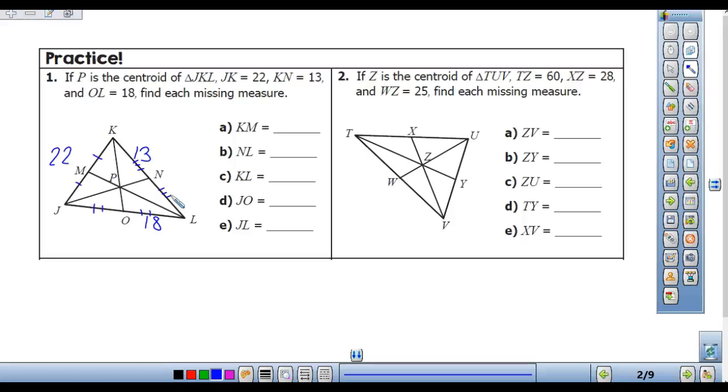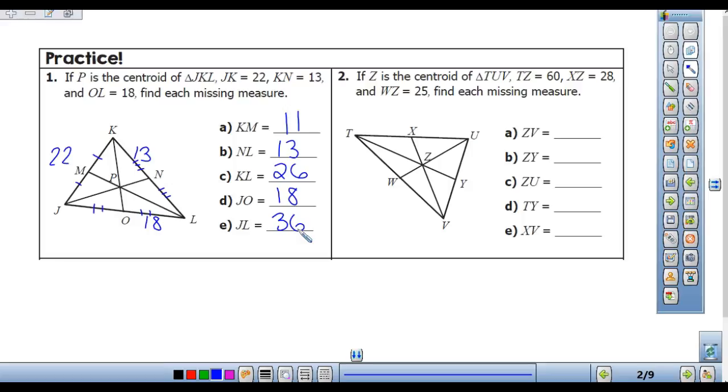So if JK is 22, what's KM? 11. If KN is 13, what's NL? 13. And if they're both 13, what's KL? 26. If OL is 18, what's JO? 18, and if they're both 18, what's JL? 36.